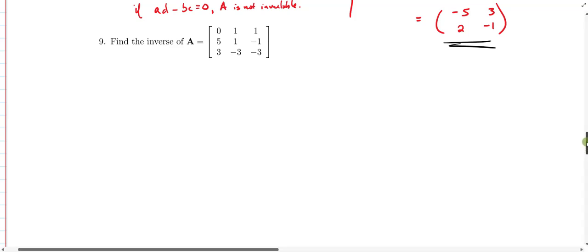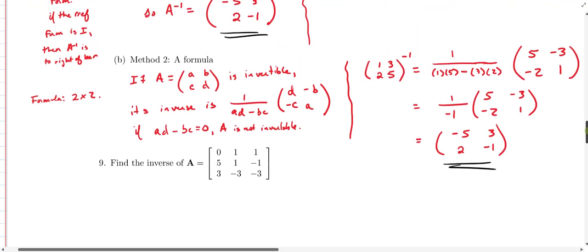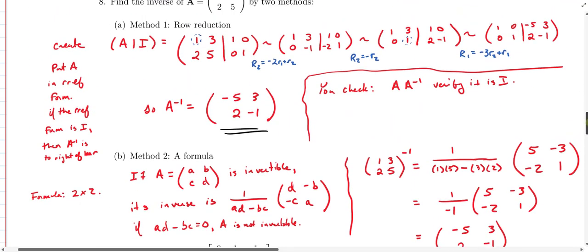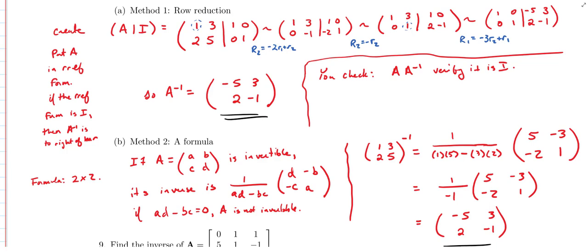So folks, in the last video, we looked at how to find the inverse of a 2 by 2 matrix. And we showed two different ways of doing so. The second one that I showed you was how to use a formula to compute the inverse of a 2 by 2 matrix. So we use this formula here, but that only applied to a 2 by 2 matrix.